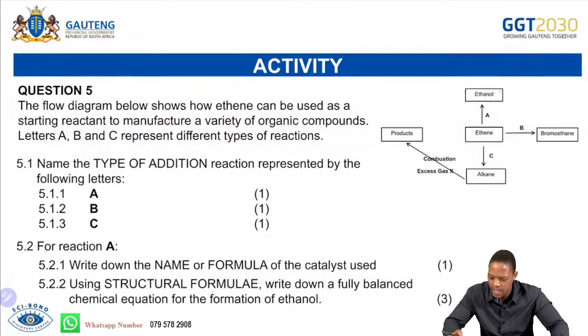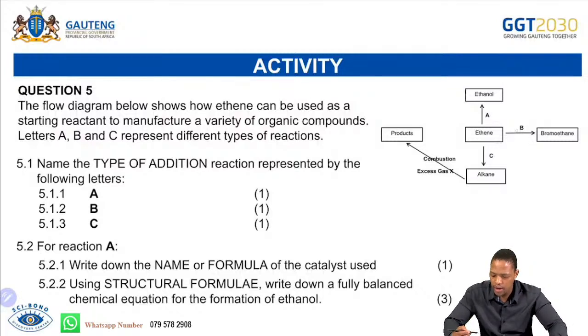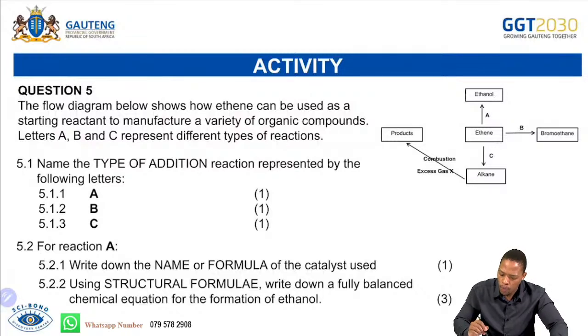Reaction A, the product is alcohol. This must be hydration. Reaction A, the product is alcohol. This must be a what? A hydration reaction. Okay, I see by looking at the product. But I can also draw ethanol, I can also draw the whole structure, to try and find out the whole thing.